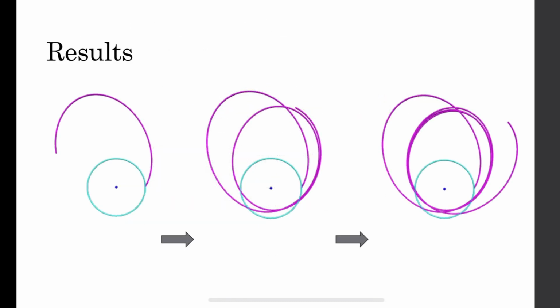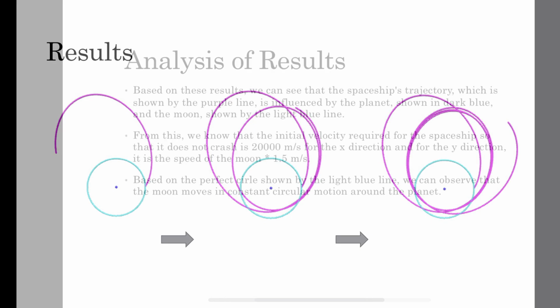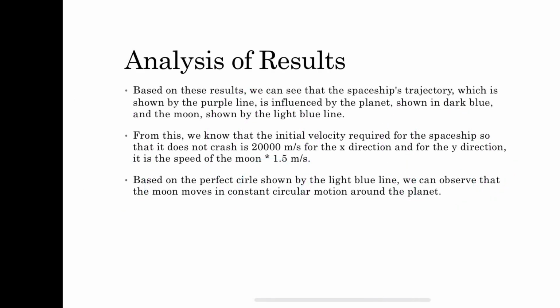Here are the results from the code of Part 2. Based on these results, we can see that the ship's trajectory, which is shown by the purple line, is influenced by the planet, shown in dark blue, and the moon, shown by the light blue line.